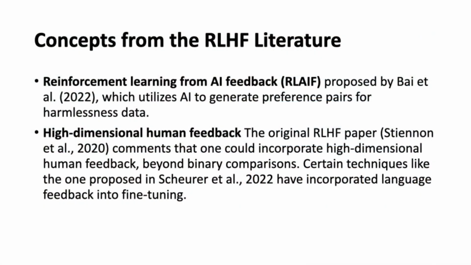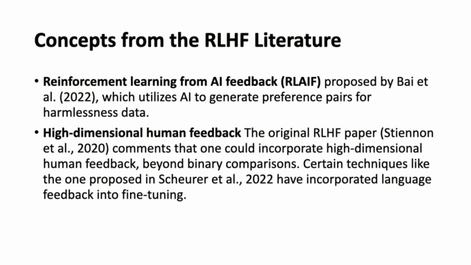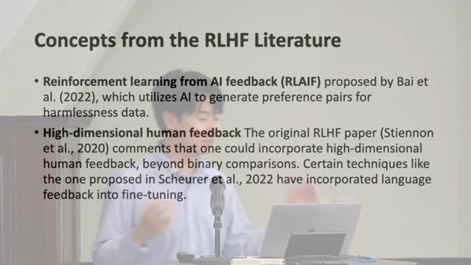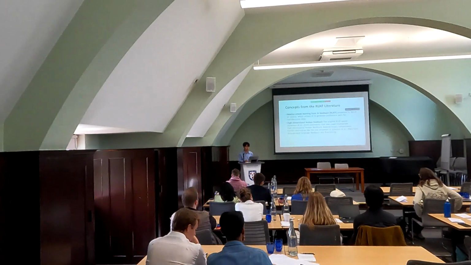Some key concepts from the RLHF literature are reinforcement learning from AI feedback. A lot of times humans are the ones who have to label the preferences, and that can be really expensive. So Anthropic asked, what if you just have AI-generated harmlessness pairs? That's a paradigm that I might borrow or steal. Another is high-dimensional human feedback. Outside of just binary human feedback, you can do things like ranking models or giving a 1 to 5 scale. Some of these have been tested to a limited extent.